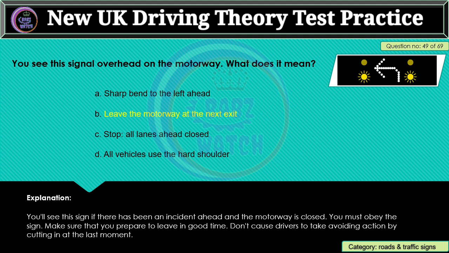Explanation: you'll see this sign if there has been an incident ahead and the motorway is closed. You must obey the sign. Make sure that you prepare to leave in good time. Don't cause drivers to take avoiding action by cutting in at the last moment.